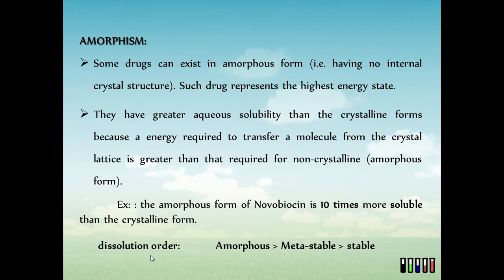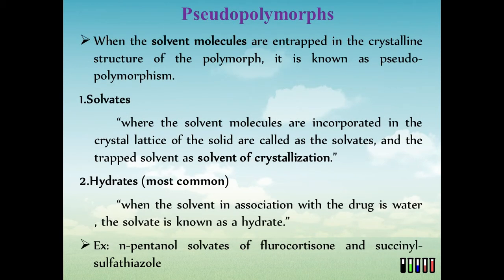Now, the dissolution order: the amorphous form is highly soluble, then the metastable polymorphs, and then the stable polymorphs, which are much less soluble. This is the order of dissolution depending on the various forms of drugs. Then we will start with pseudopolymorphism.